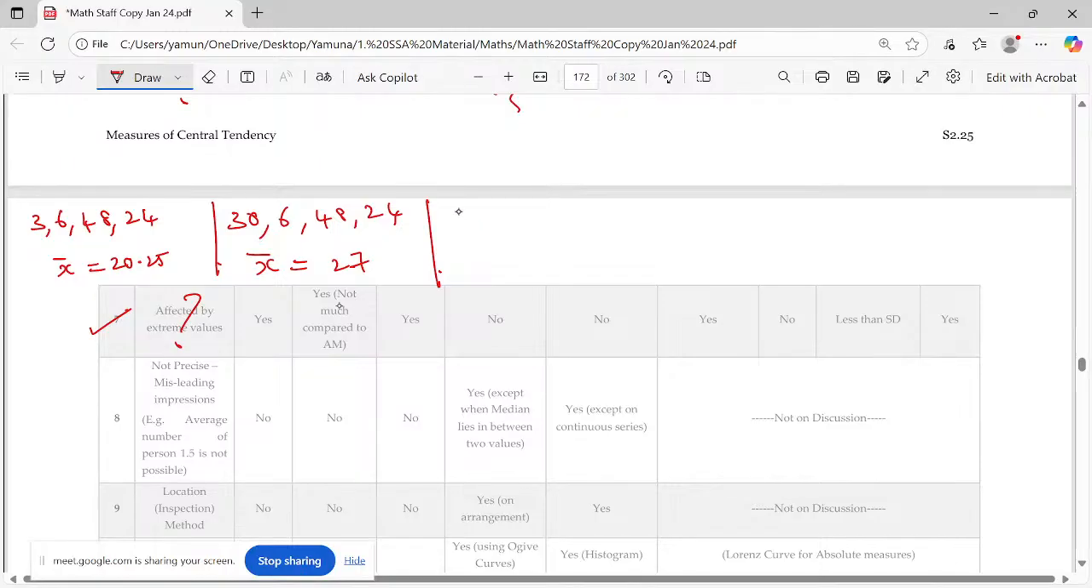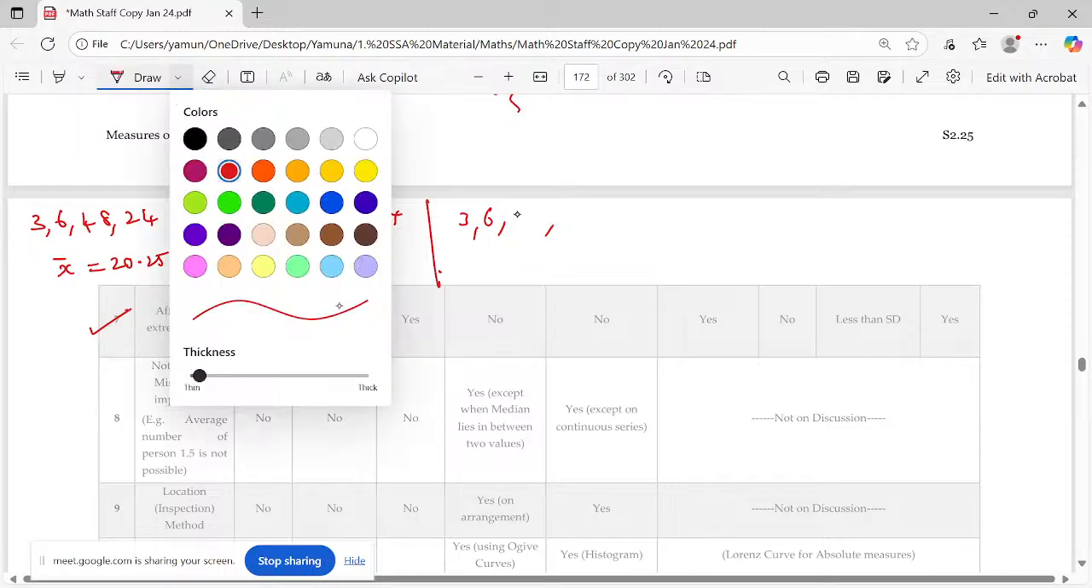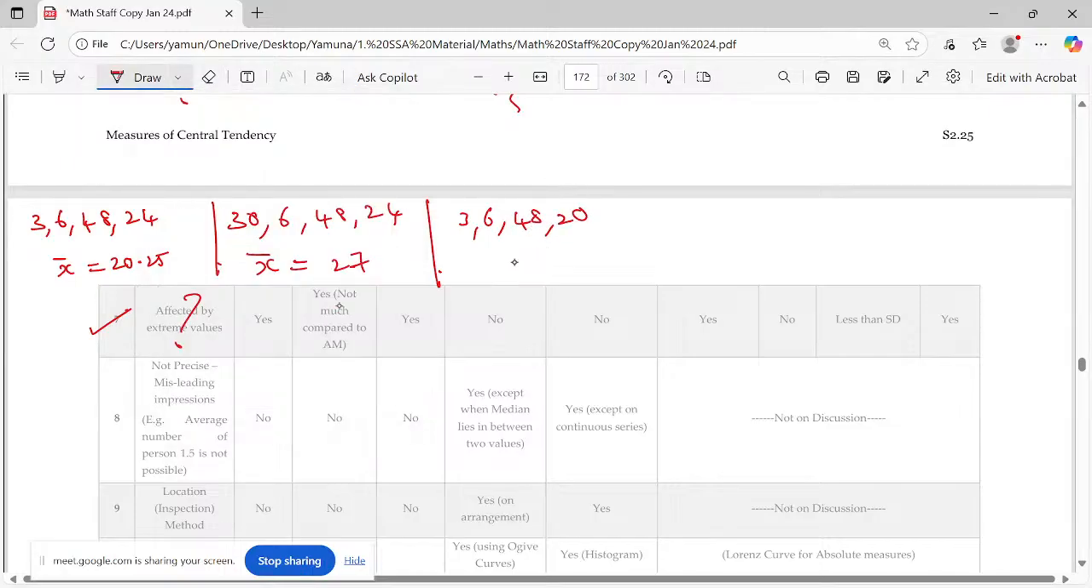One more case. 3, 6, 20, 48. 3, 6, 48, 20. X bar. You tell the value. He's now only calculating the summation value. 19.25. Now check. What's a property here? We need to check whether it's affected by extreme value.